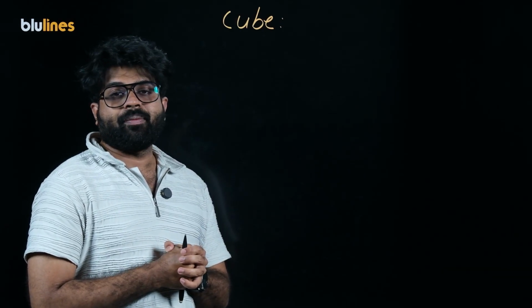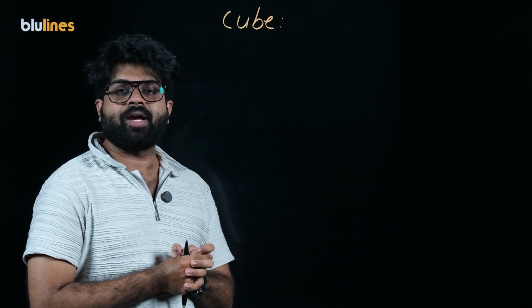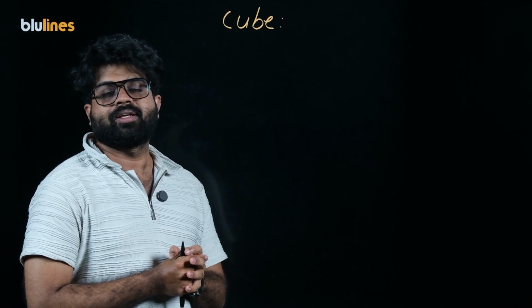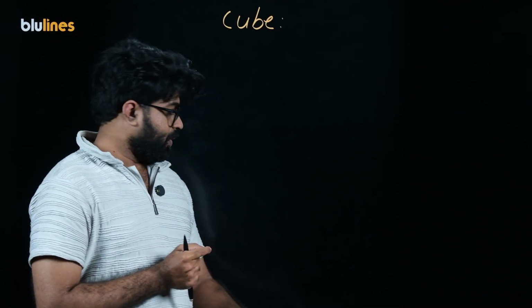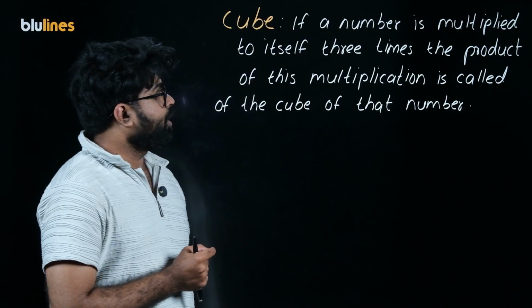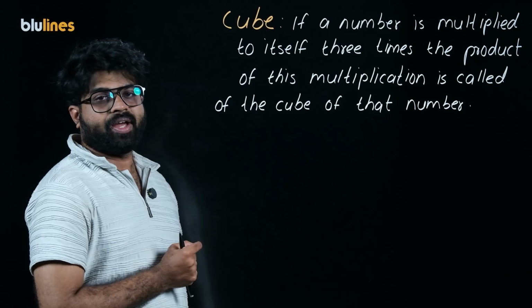And if I pick some number, say negative 3, negative 3 multiplied by negative 3 multiplied by negative 3 is equal to negative 27. So that is a cube. We can state the definition: if a number is multiplied by itself 3 times, the product of the multiplication is called the cube of that number.